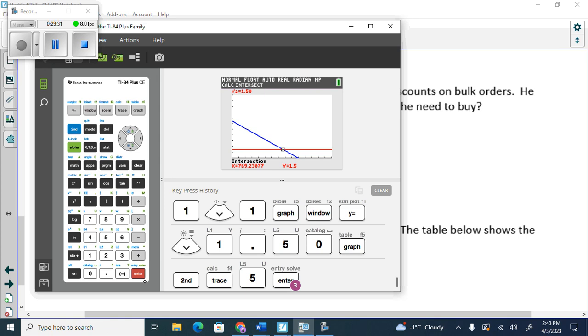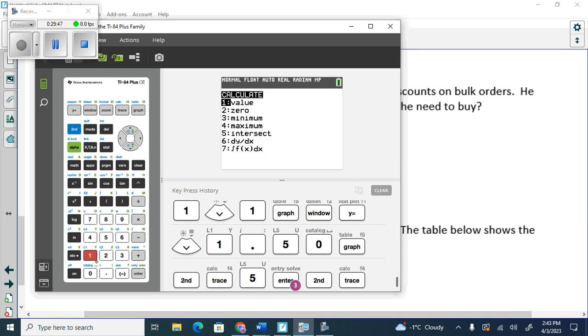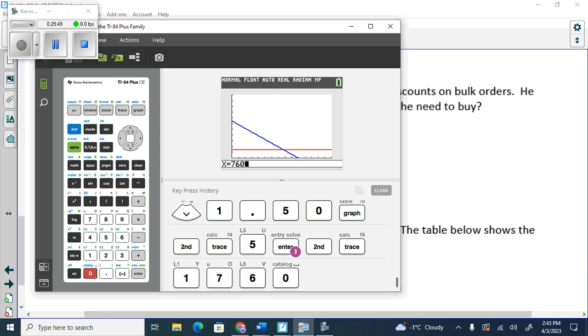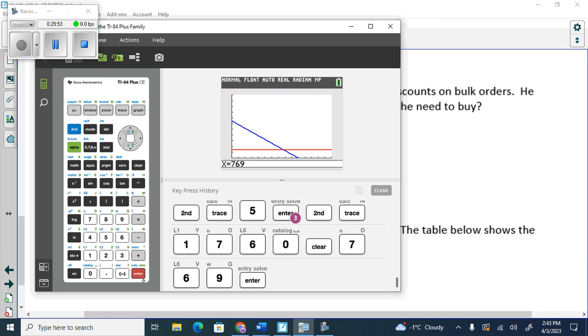And now that's 769 shirts. How many do I actually have to purchase to get below $1.50? 770. Because if I went to 769 shirts, the price wouldn't be below. If you don't know, do this. You can always go second trace value, 769. And the price per shirt's $1.50 in a little bit.